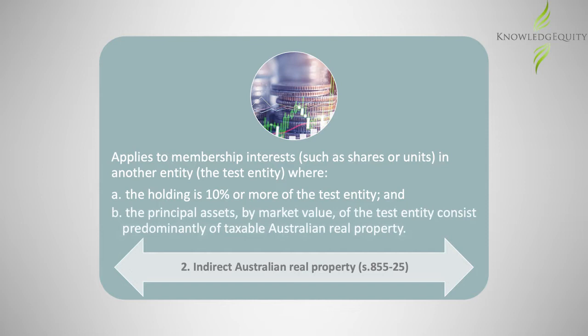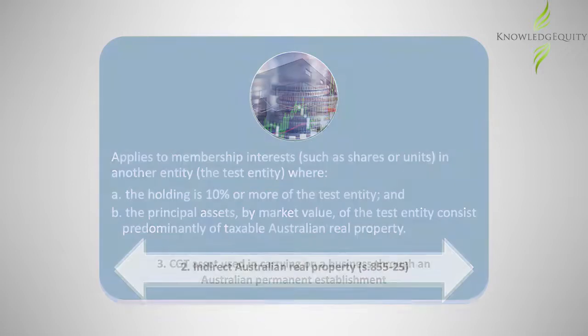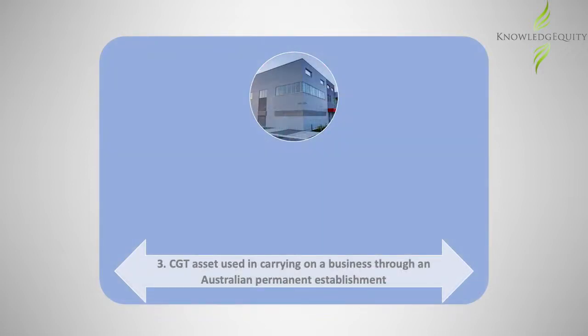Secondly, the majority of the assets by market value of the entity owned by the non-resident must be taxable Australian property. For instance, shares in a company where 60% of the company's assets are Australian property would fulfill this second requirement. The third type of taxable Australian property is where a CGT asset has been used in carrying on a business through a permanent establishment located in Australia. For instance, the assets of an Australian branch of a foreign company would fall into this category.